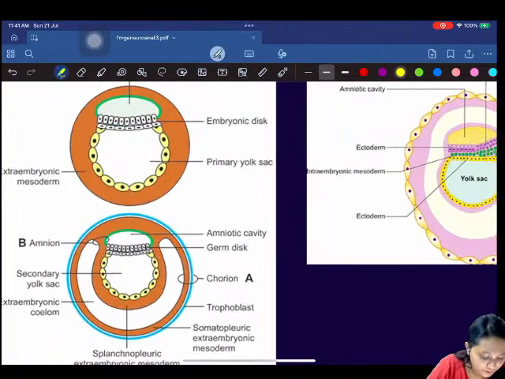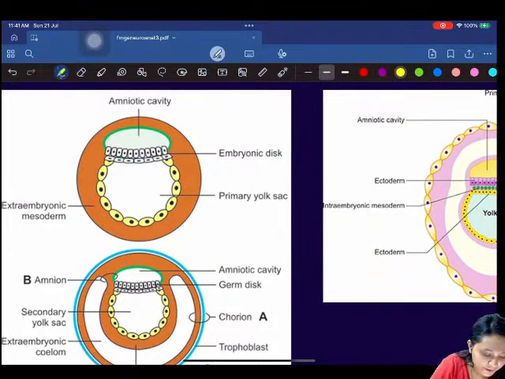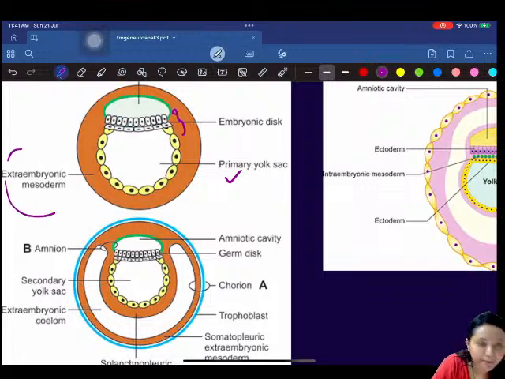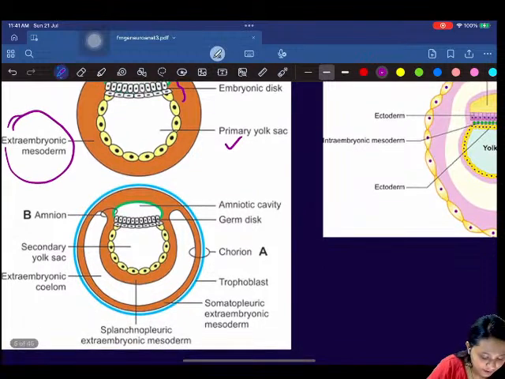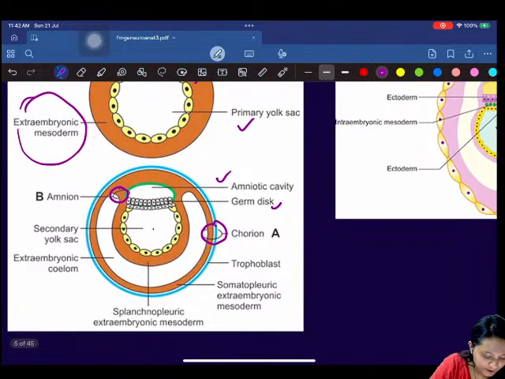Okay, so now in this image you can see this is the amniotic cavity, and then you have the embryonic disc. Okay, and this is the primary yolk sac. Also you have the extraembryonic membrane. After that you can see the germ disc, amniotic cavity. There is the amnion and the chorion formation.